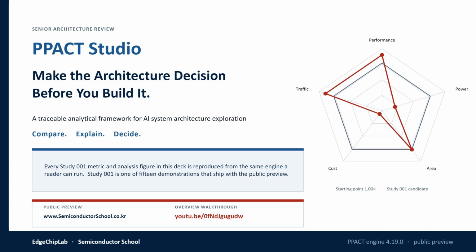It analyzes how multiple elements interact within one system, including the host processor, AI accelerator, memory subsystem, pre-processing architecture, process node, and computational precision. PPACT also goes beyond presenting the final results. It provides traceability into why those results occurred and recommends which architectural changes may be worth comparing next. Throughout this presentation, I will use Study 001 as a consistent example. We will examine what PPACT Studio calculates, how its results should be interpreted, what has been verified, and equally important, what has not yet been validated.